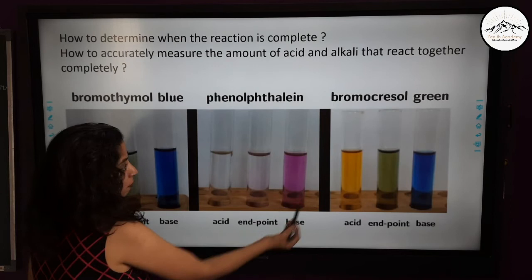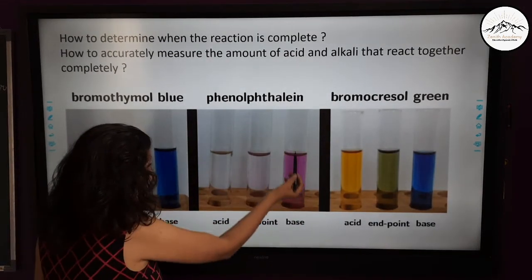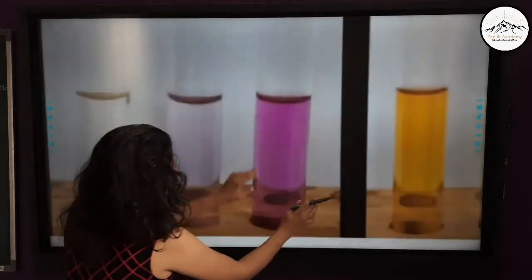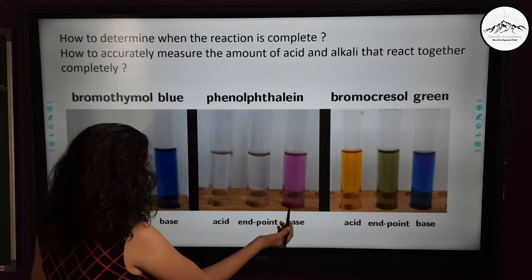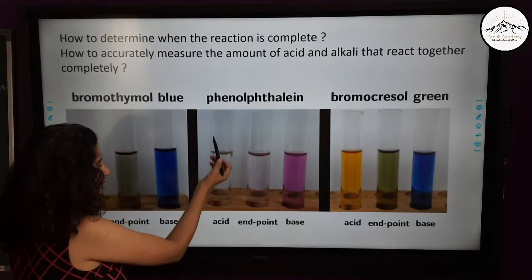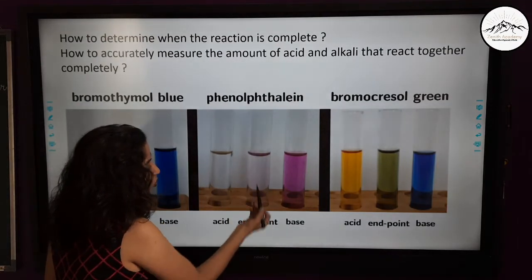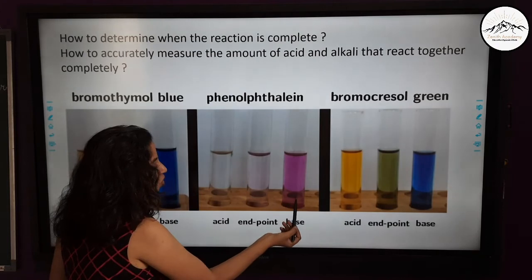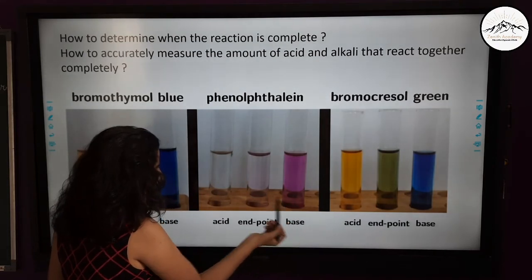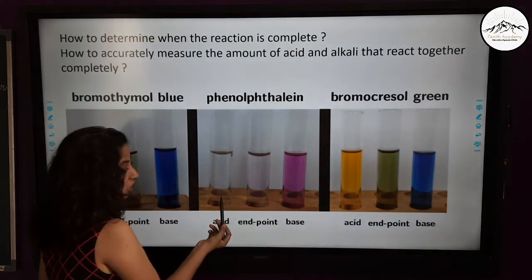So if we see the example of phenolphthalein, you can see that when it is base, it is pink. It is pink in basic medium, and it is colorless in acidic medium, and at the end point the color would be slightly like this. So when you reach this color, you know that now it is going from base to acid. So this is the end point where all the base has reacted with acid.